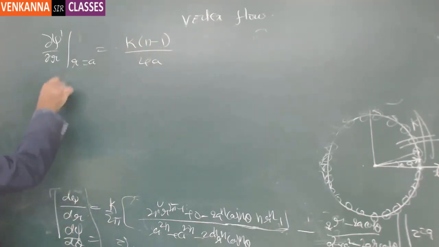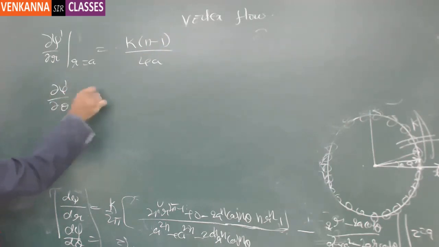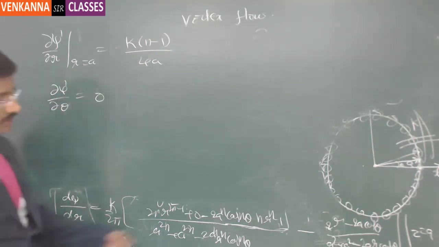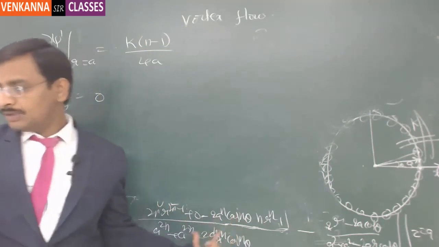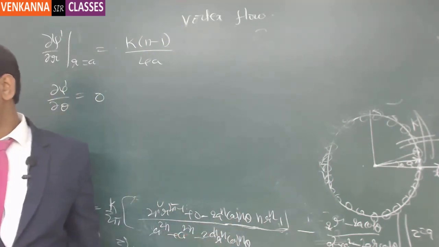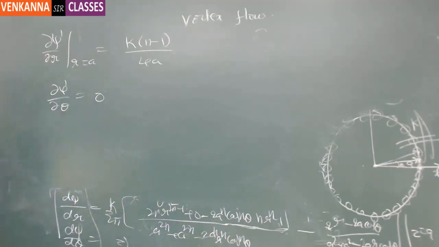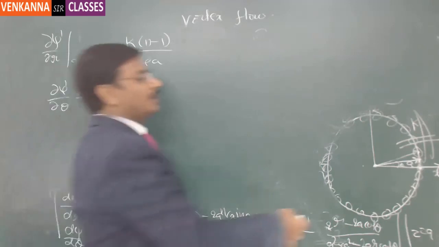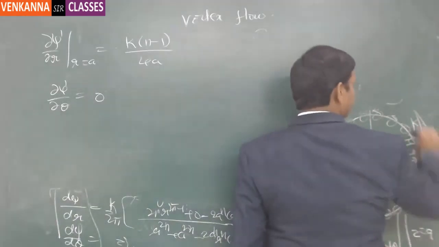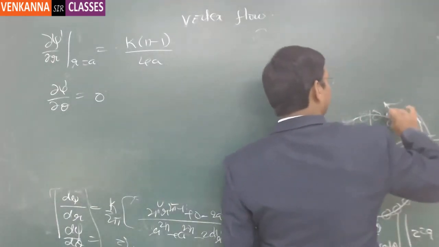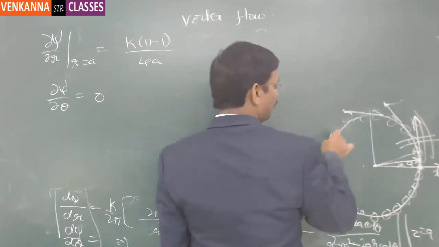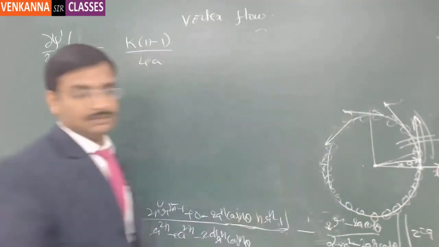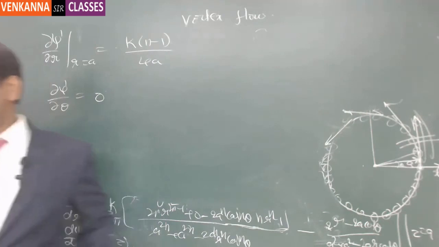And similarly, dou psi dash by dou theta, if you take it, will come out to be 0, because in this part the theta part is going to vanish. So dou psi dash by dou theta value is coming out to be 0. Then we can conclude that this will move in a tangential direction to the circle at that particular point. So all the vertices are moving in a tangential fashion. Got it?